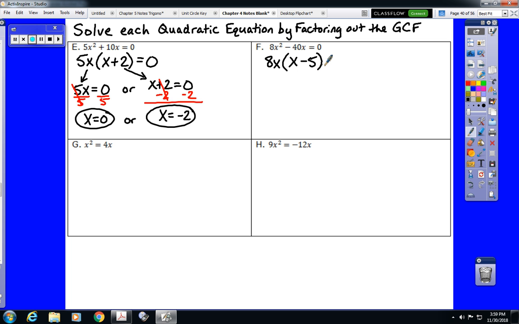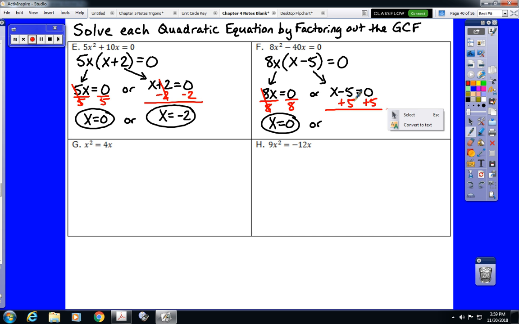Alright, so that equals 0. We're then going to apply the zero product property, which tells us that 8x equals 0 or x minus 5 equals 0. And again, we're going to solve. So the first equation we divide by 8. 0 divided by 8 is still 0. Second equation, we're going to add 5 to each side, which would give us x equals 5. So our solutions would be x equals 0 or x equals 5.